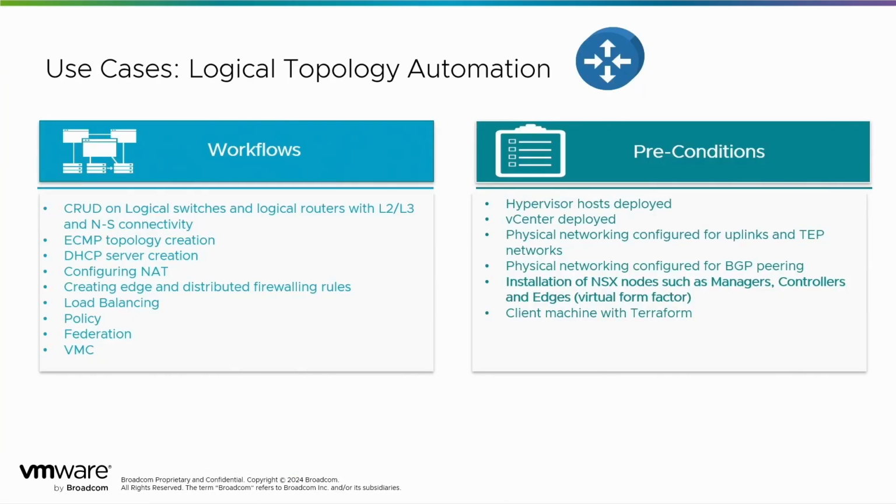One of the use cases would be logical topology automation, where you create a workflow that has CRUD actions to create logical switches and logical routers with layer 2, layer 3, and north-south connectivity, ECMP topology creation, DHCP server creation. You can configure NAT, create edges and distributed firewall rules, load balancing policy, federation, and much, much more. Some of the preconditions are you need to have hypervisor hosts deployed, you need to have your vCenter deployed, you need to have your physical networking configured for uplinks and TEP networks, some physical networking configured for BGP peering, and a client machine with Terraform.